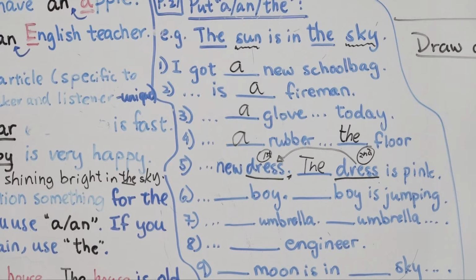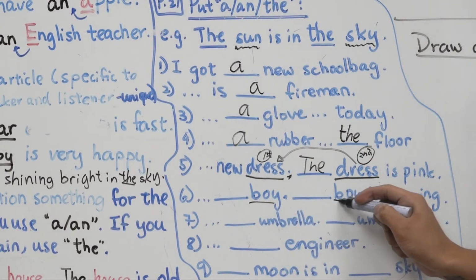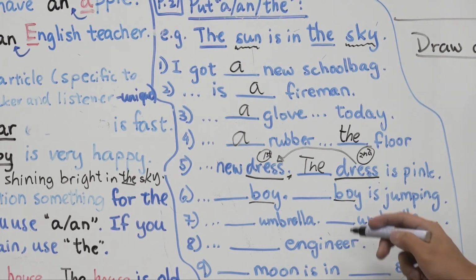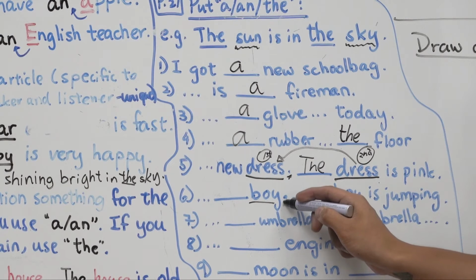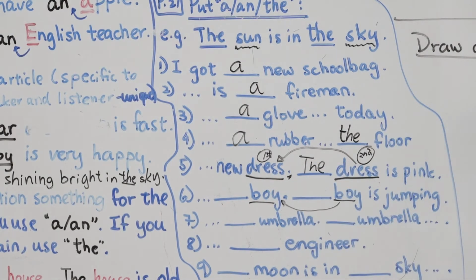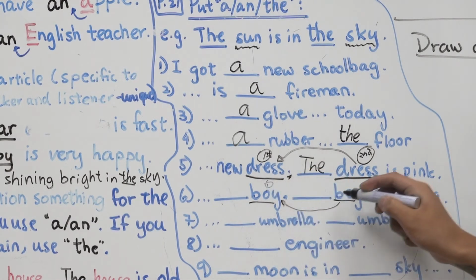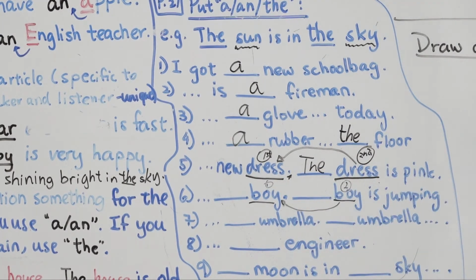All right? Okay, good. Now can you please do questions number 6, 7, 8, and 9 by yourselves? All right, so I will read out the questions out loud and you try to write down by yourself, okay? So, number 6, there is blank boy. Blank boy is jumping. Here we can see that the boy we're talking about is the same boy. So here we have the first time, and here we have the second time. Now what should I put for the first time and the second time?